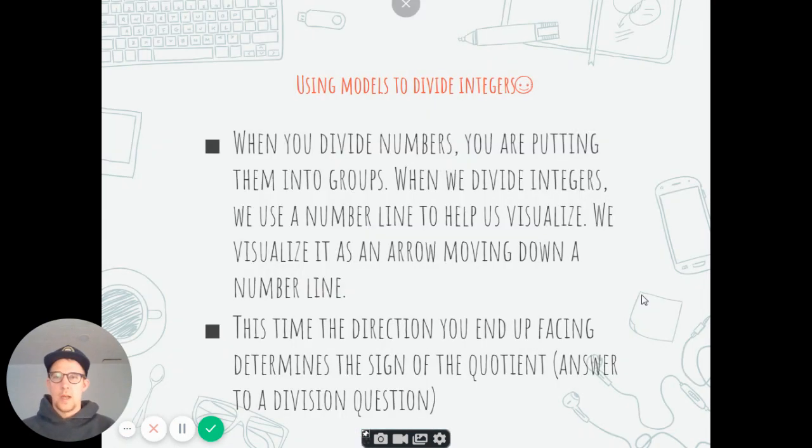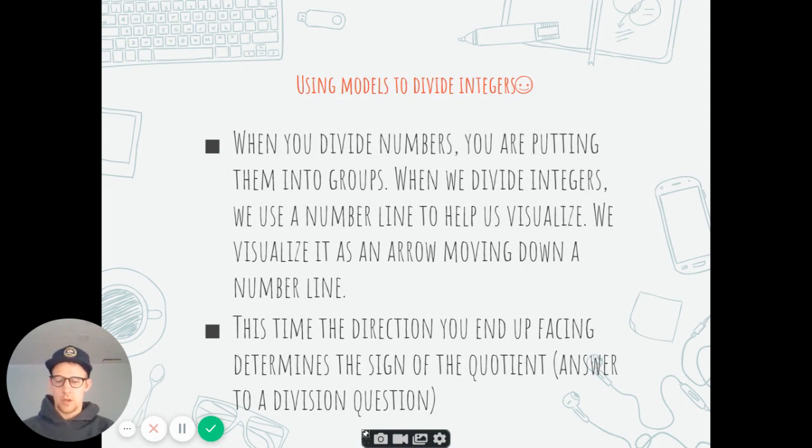So when you divide, just some review. When you divide numbers, you are putting them into groups. And when you divide integers, you use a number line to help you visualize. You can visualize it with an arrow moving down a number line. The direction that you end up facing determines the sign of the quotient, and it determines the answer to the division question.